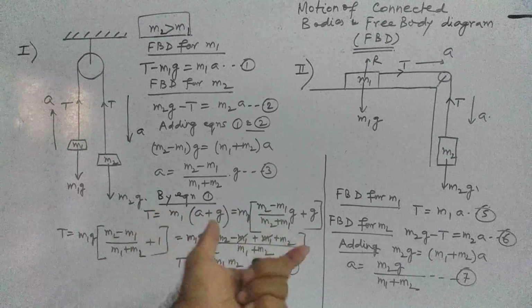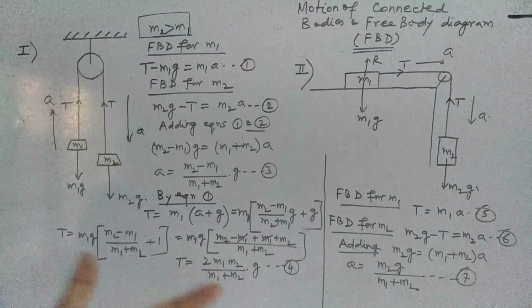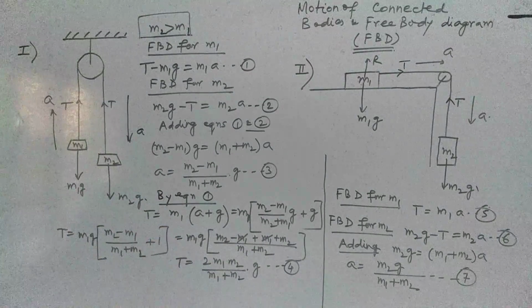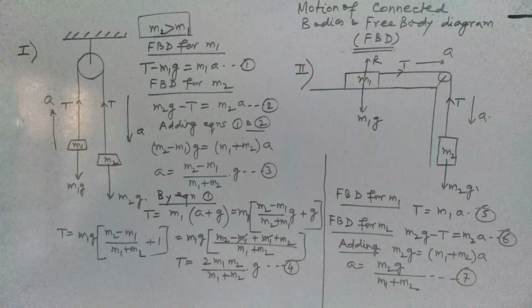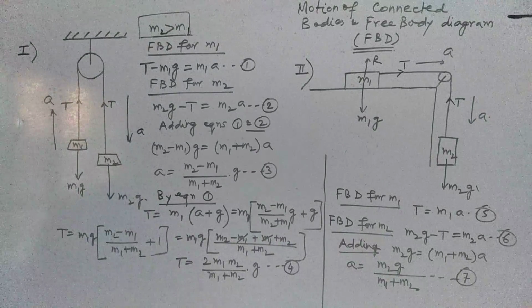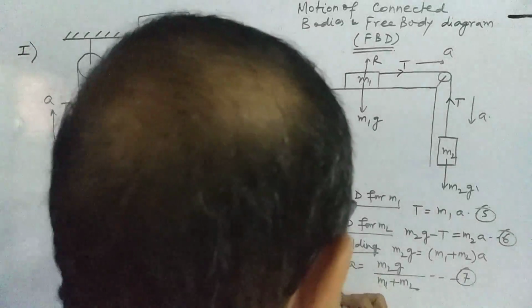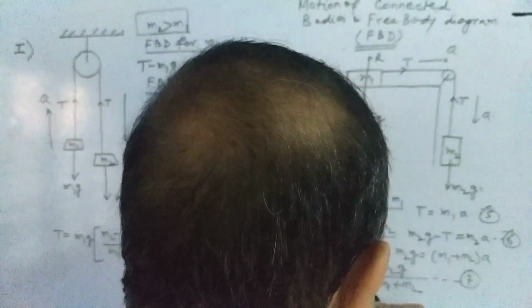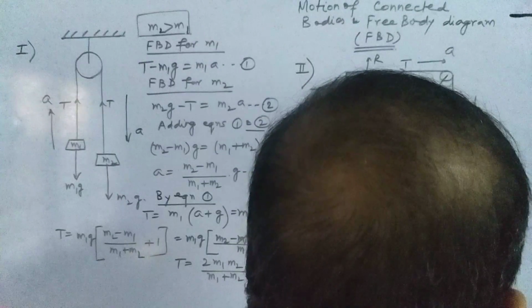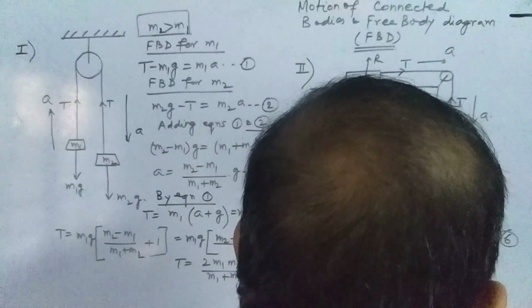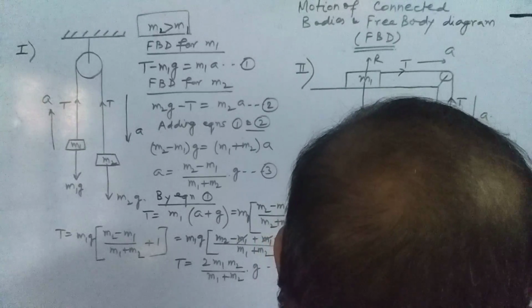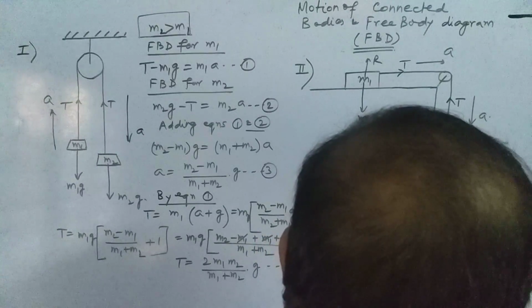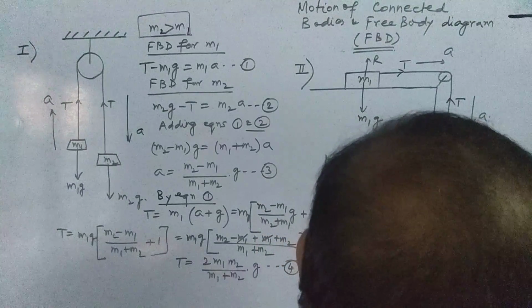Now, acceleration is obtained. To find out the tension, we use equation number 5. If we use this, what will we get? T is equal to M1A. So T should be equal to M1 M2 into G by (M1 plus M2). I write this as equation 8.